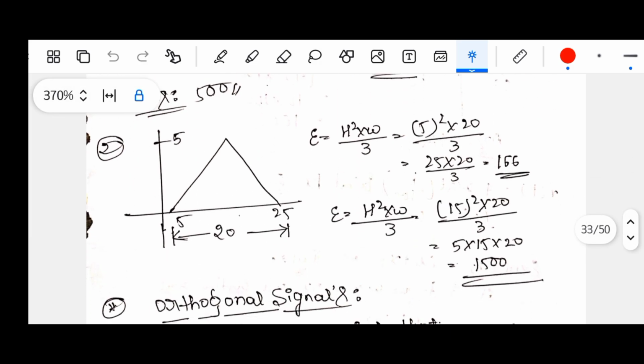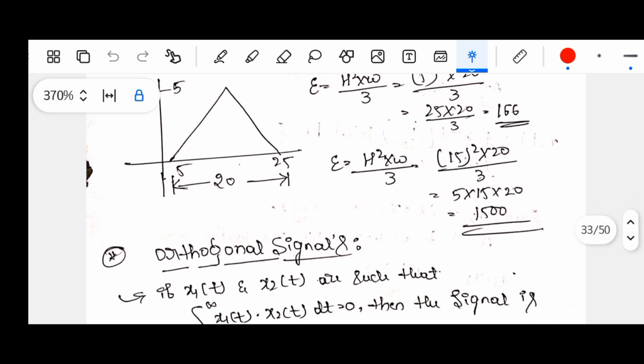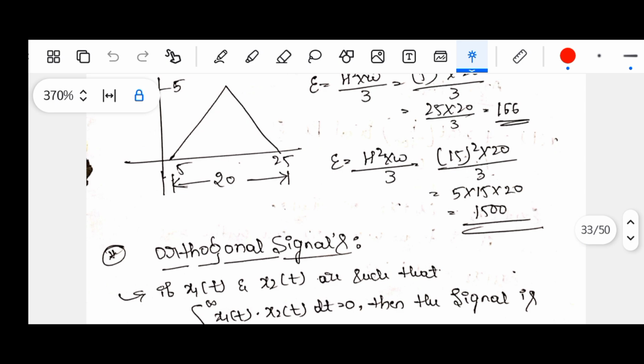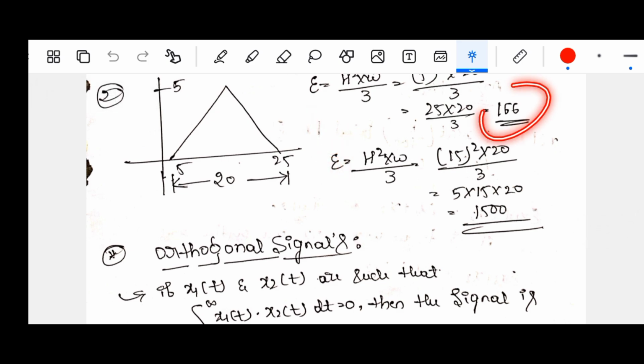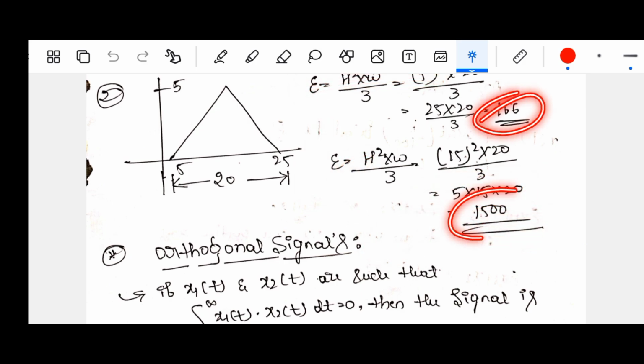Therefore, the answer will be 500. See this, in this it is varying from plus 5 to plus 25, and the above value is 5, meaning E is equal to h square into w by 3, 5 whole square into 20 divided by 3, 25 into 20 divided by 3, so the value will be 166. I have a doubt in this problem, because I got two different values for the above problem. E is equal to h square into w by 3 is equal to 15 whole square into 20, that is also the same by 3, but 5 into 15 into 20 will be 1500. Once you people check this problem once again, I got two different values.